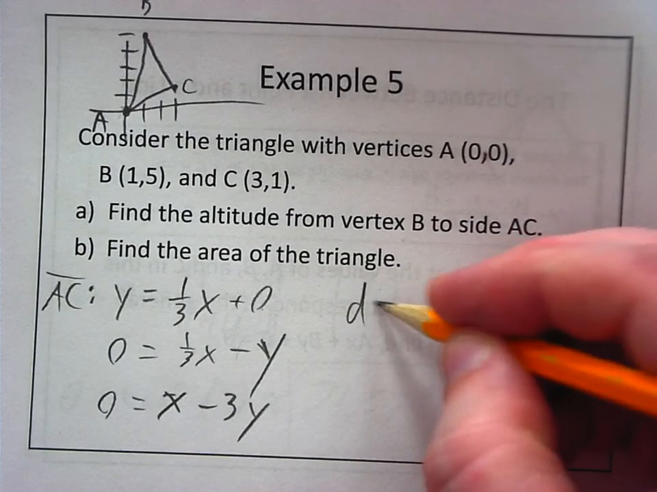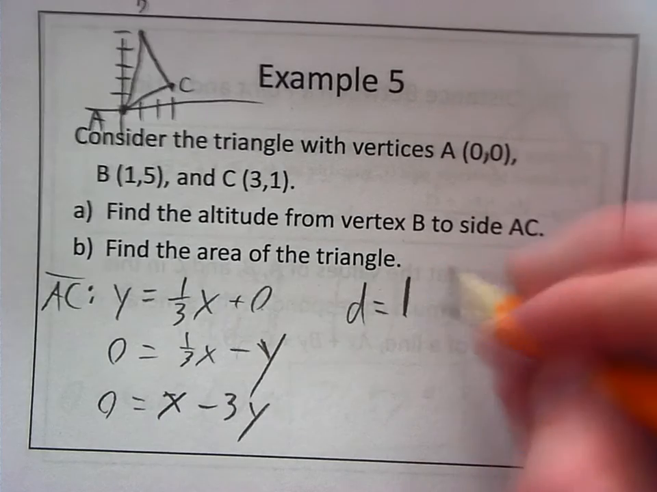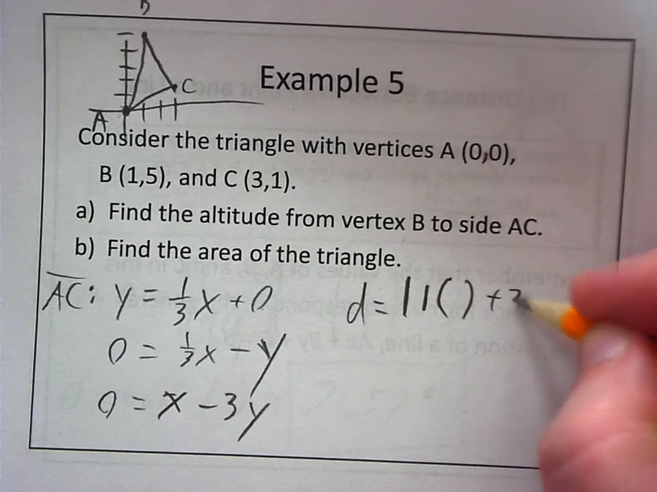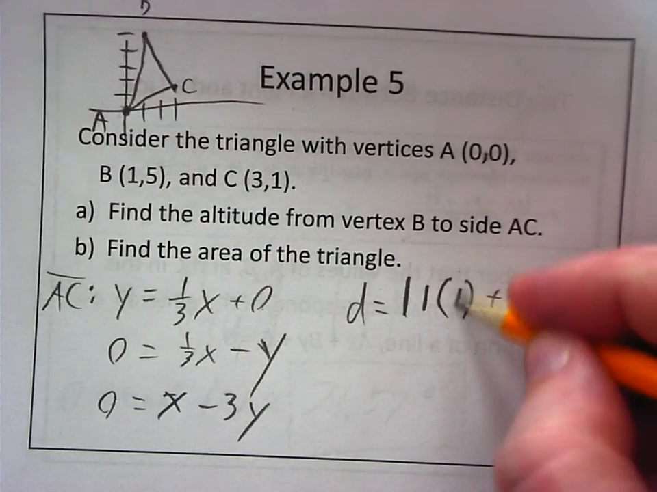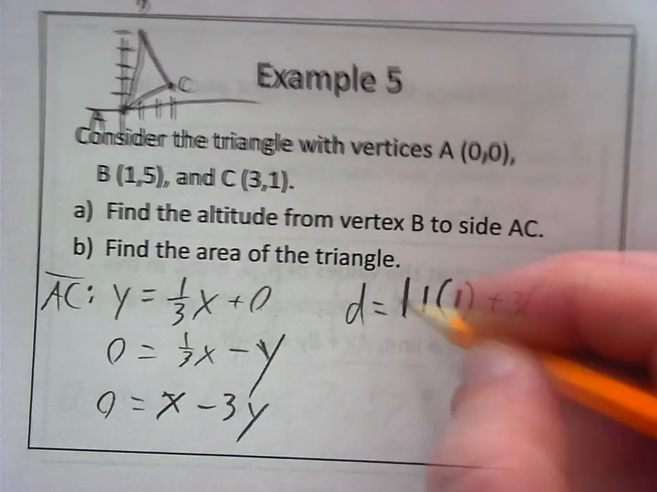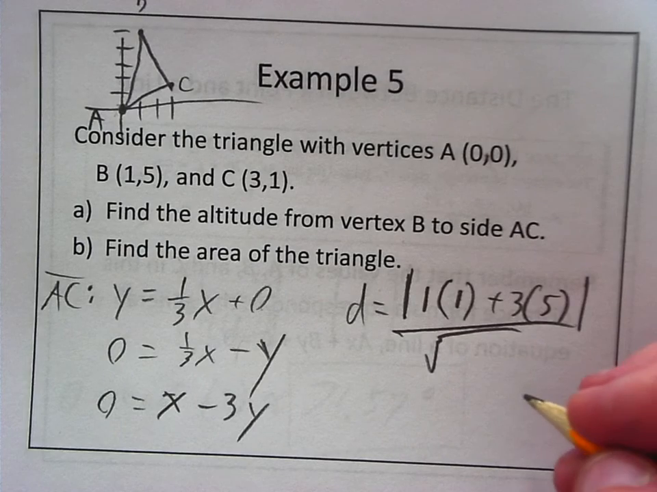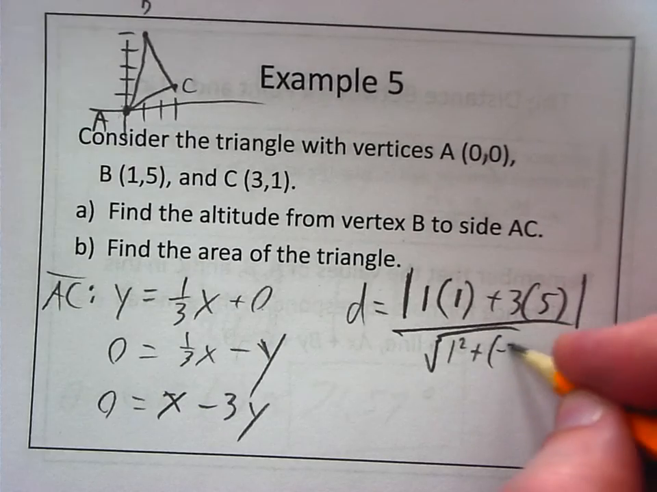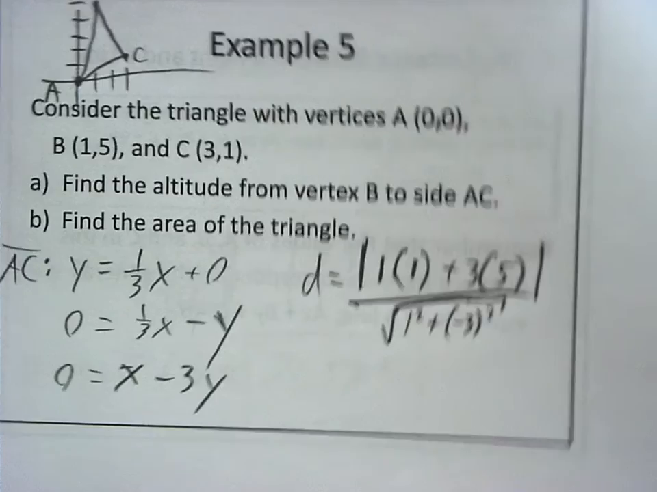So then if I want the distance, I'm just going to plug those in. Absolute value of your coefficients times your point. Now what's going to go in there for x and y? 1, 5. That point B, the vertex. And then plus 0, but I don't care about it. Divided by the square root of what? 1 squared plus, technically it's negative 3 squared. It's going to go away the negative sign anyway, but it is there.